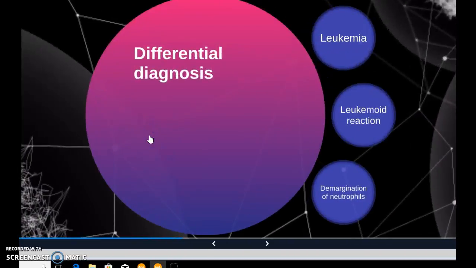So we're going to talk about some differential diagnoses. When we talk about our differential diagnosis, we're really looking at an elevated white blood cell count. The differential diagnosis could include leukemia. It could include a leukemoid reaction, which normally can be caused by an overwhelming infection or a paraneoplastic syndrome. We can also see demargination of our neutrophils, and this can be related to something as simple as physiological stress, or it could be related to corticosteroids.